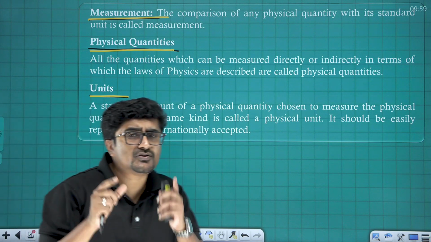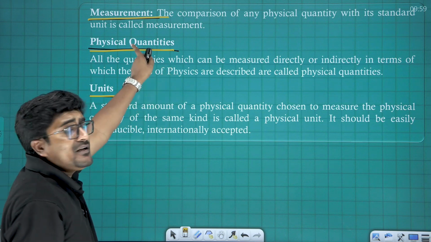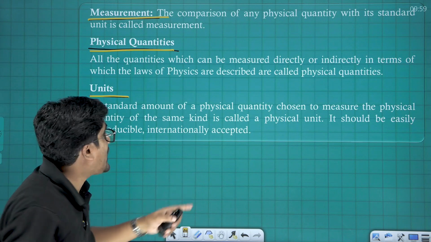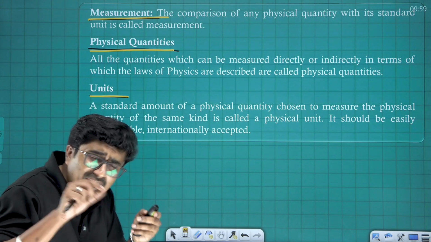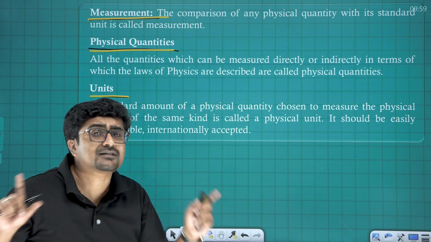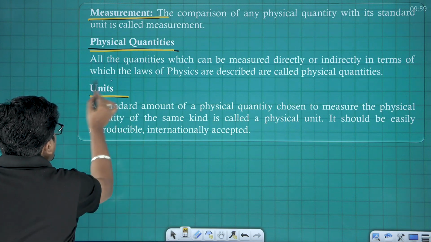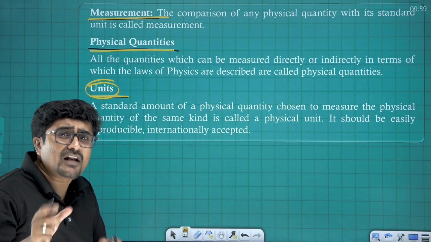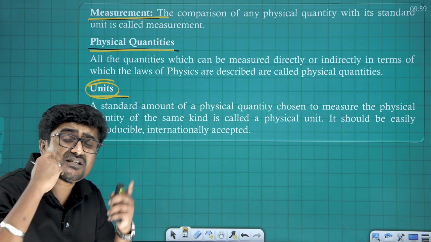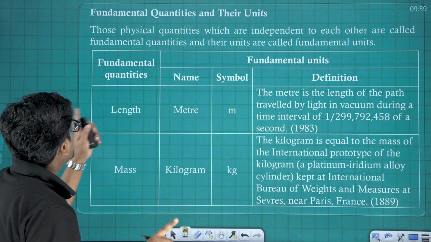Measurement is just comparing any physical quantity with its standard unit. That is what we call measurement. Next is physical quantity. Physical quantity is any quantity that can be measured directly or indirectly. That is the standard definition that we consider for physical quantity. And what about the unit? The standard value of any physical quantity which is used to measure that physical quantity is known as its unit.